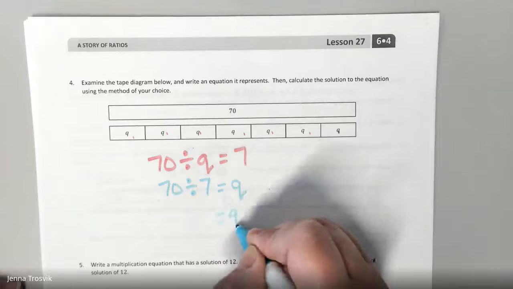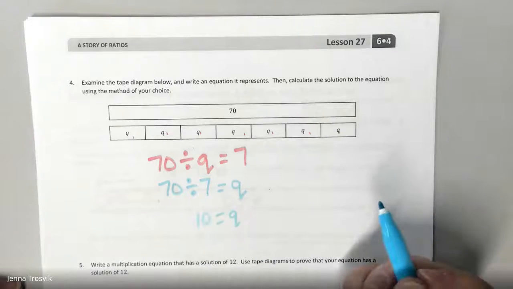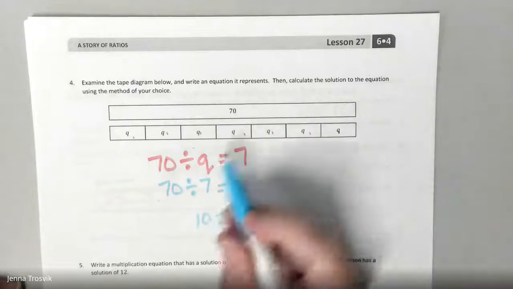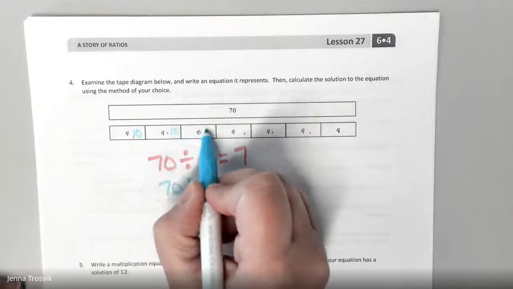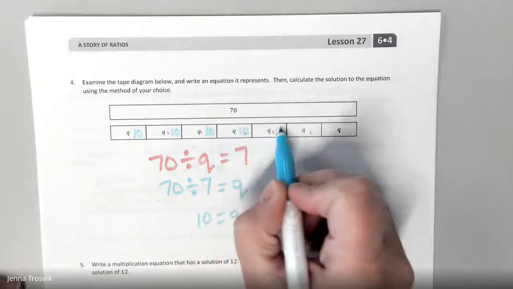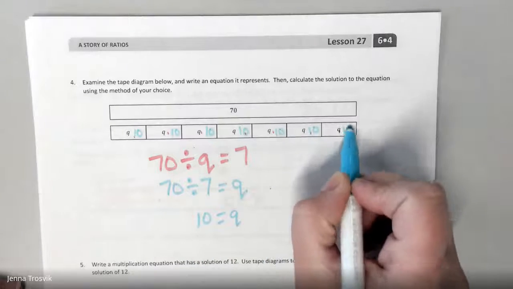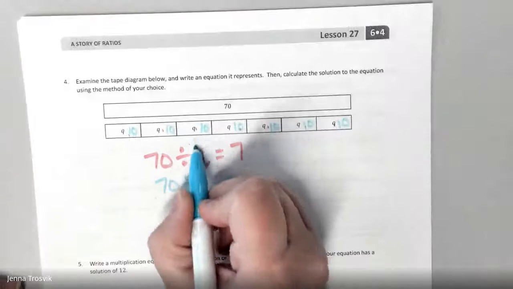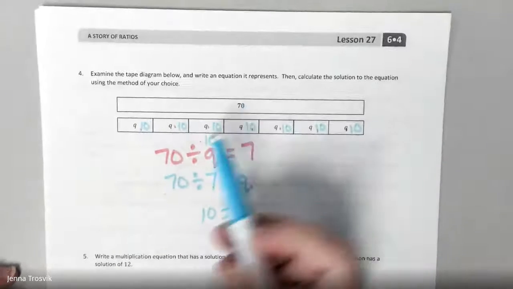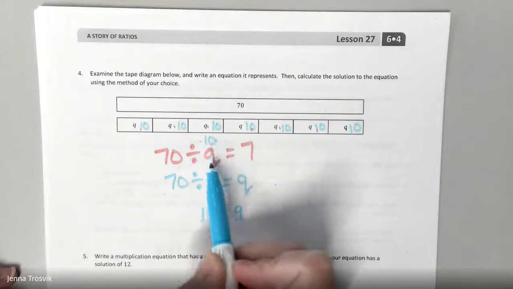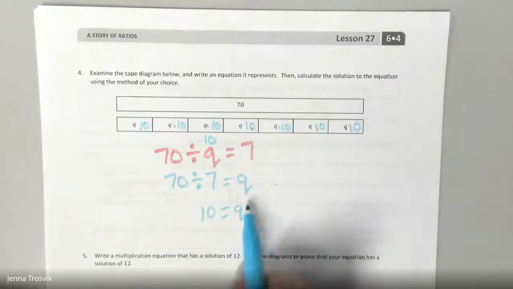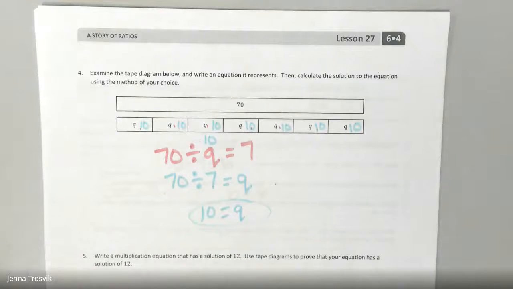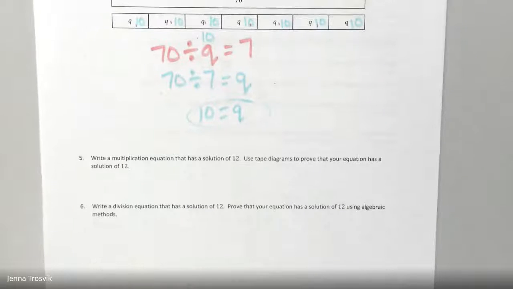Q equals 10. If you want to check your work, we should be able to put 10 in each box here, and we should add up to a total of 70. We should also be able to put 10 in for Q, and 70 divided by 10 should give us 7. It does. We are correct. 10 equals Q, or Q equals 10.